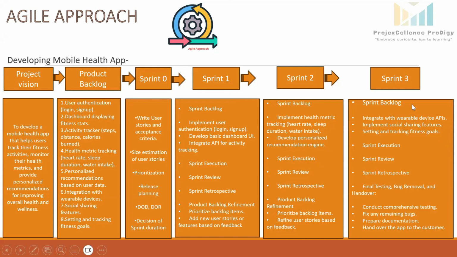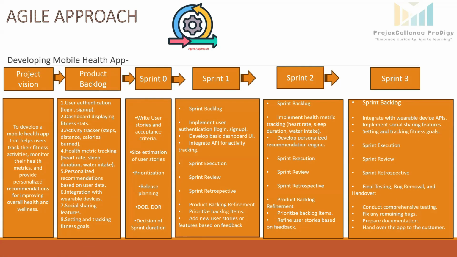So remaining, now you see we have 3 remaining; in total there were 8 features. So 3 we covered here, 2 we covered here, so 3 are remaining. So the team will take the 3 remaining features in this sprint. So the process will be repeated: sprint execution, sprint review, sprint retrospective.